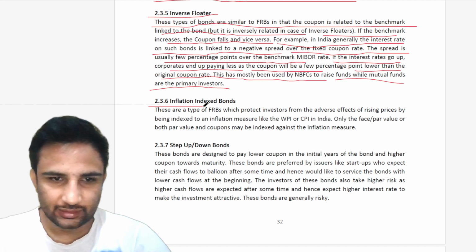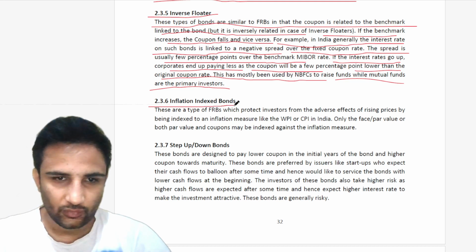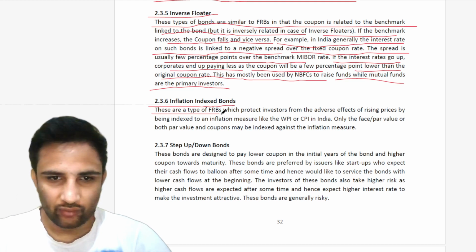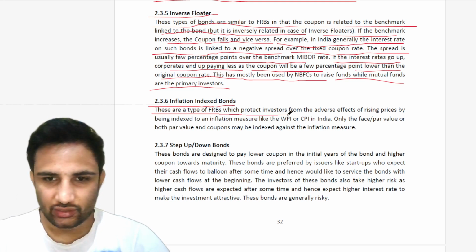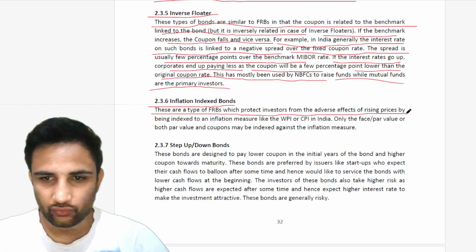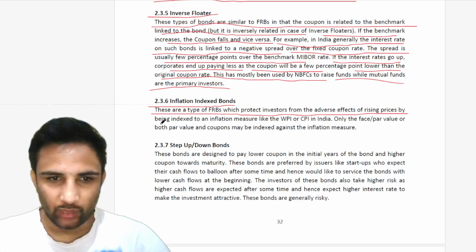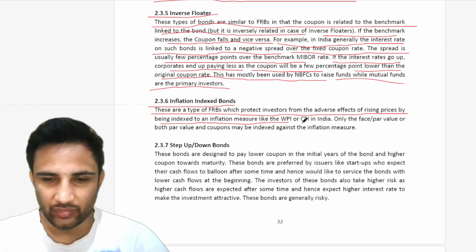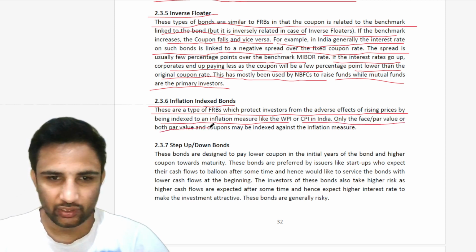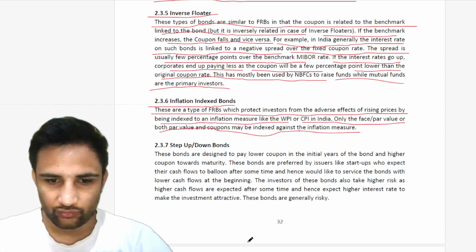Chapter 2.3.6 Inflation Indexed Bonds. These are a type of FRBs which protect investors from the adverse effects of rising prices by being indexed to an inflation measure like the WPI or CPI in India. Only the face par value or both par value and coupons may be indexed against the inflation measure.